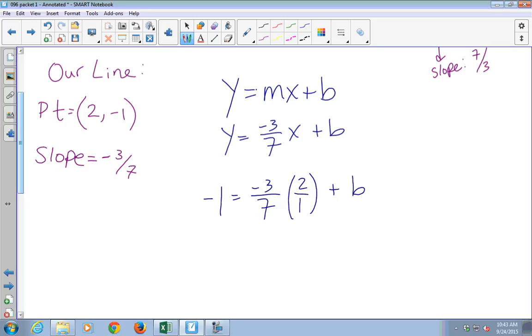Okay, so now we have to be dealing with fractions a little bit. So -3/7 times 2 is the same thing as -3/7 times 2 over 1. Multiply fractions, you multiply the tops and you multiply the bottoms. So my -1 on the left stays the same. This becomes -6/7 plus b.